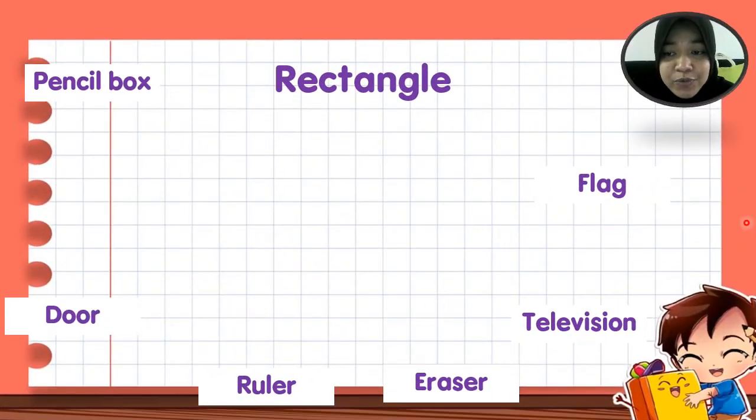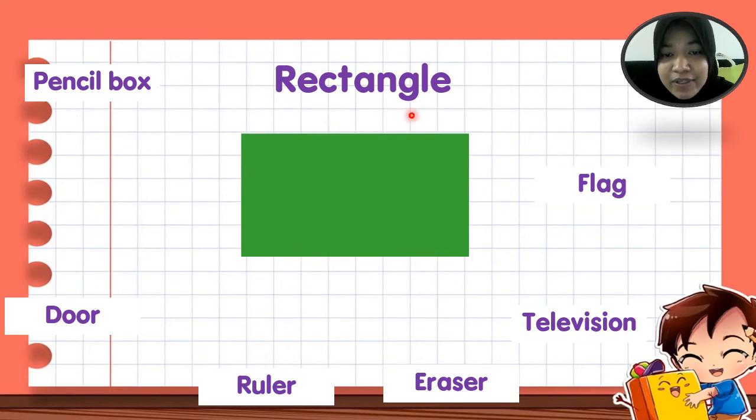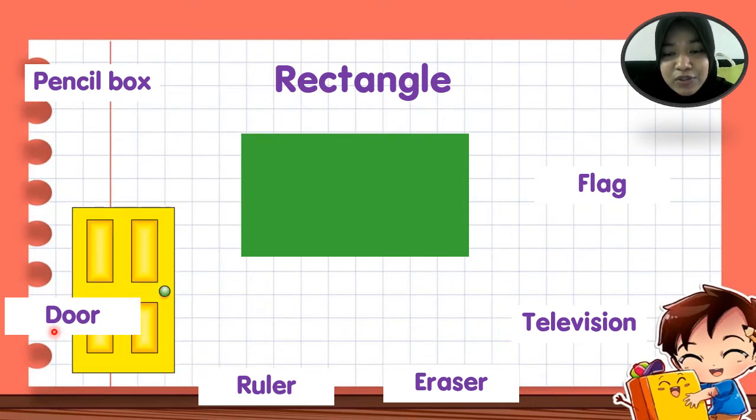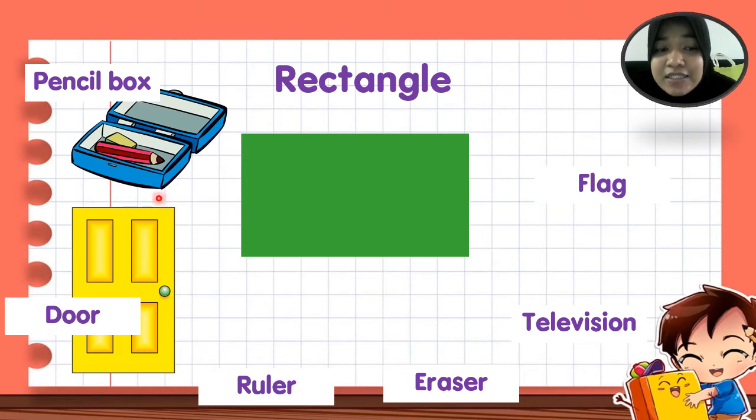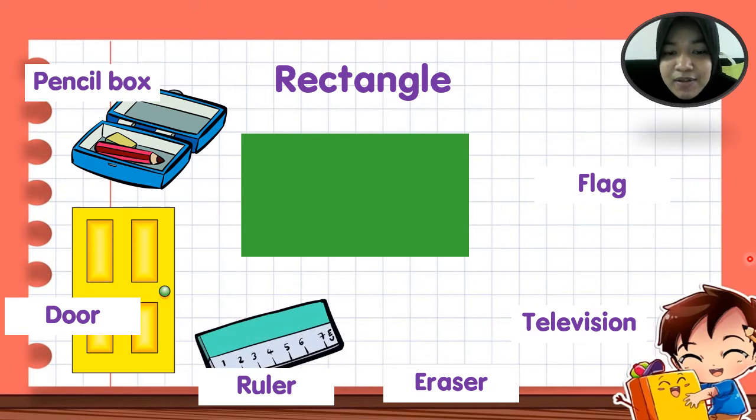Alright class, let's move on with rectangle. Okay, so let's see what objects in your daily life that have rectangle shape. Okay, first one, yes, it's your door. Okay, this one is related to your house. Okay, number 2, it is a pencil box. So pencil box also come in a rectangle shapes. Okay, next, ruler. As you can see here, it is a rectangle.